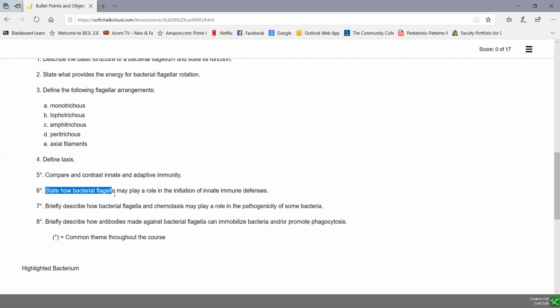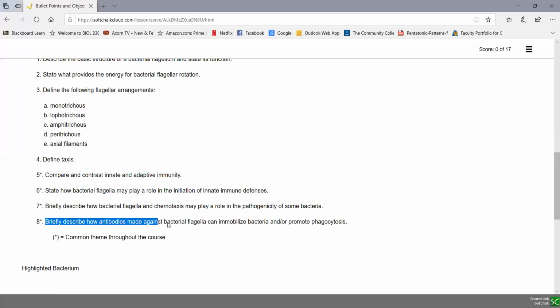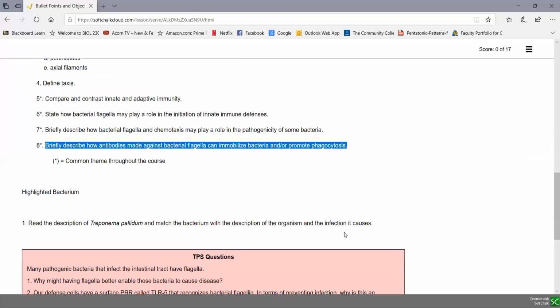State how bacterial flagella may play a role in the initiation of innate immune defenses. Briefly describe how bacterial flagella and chemotaxis might play a role in pathogenicity of some bacteria. And briefly describe how antibodies made against bacterial flagella can immobilize bacteria and or promote phagocytosis. And our highlighted bacterium for this lesson is the syphilis spirochete, Treponema pallidum.